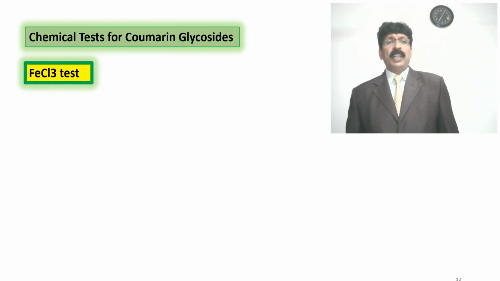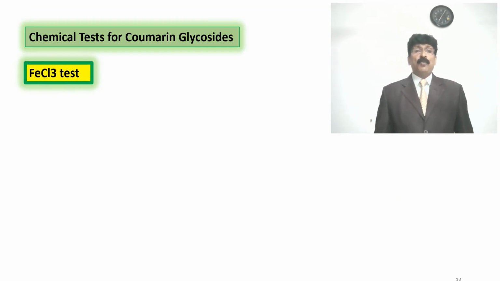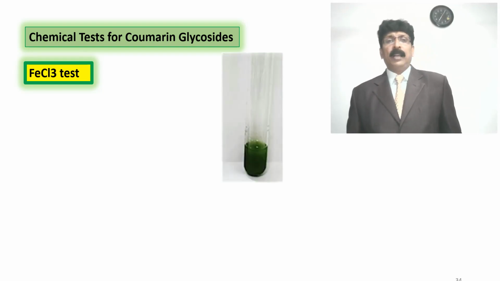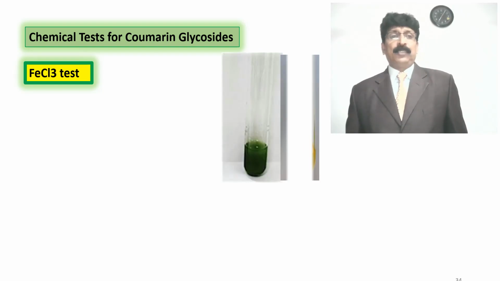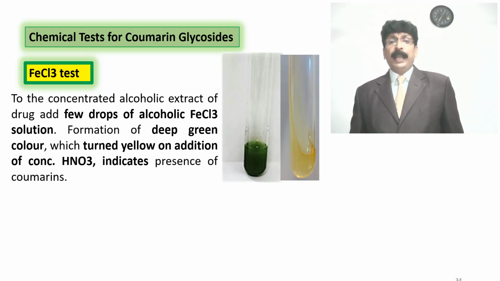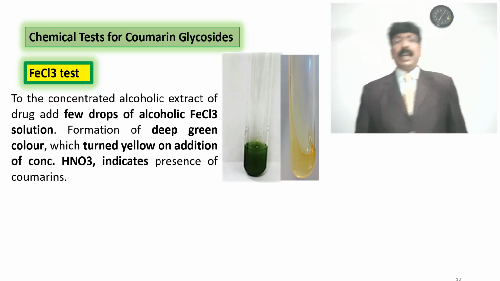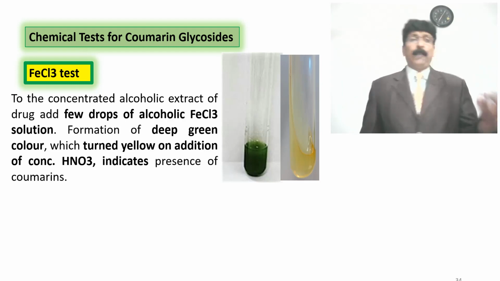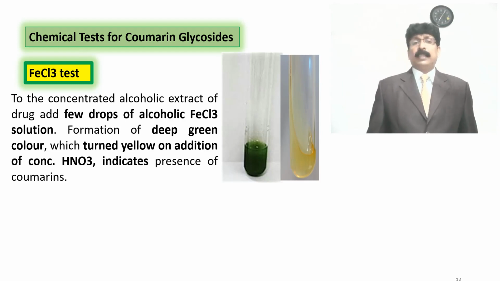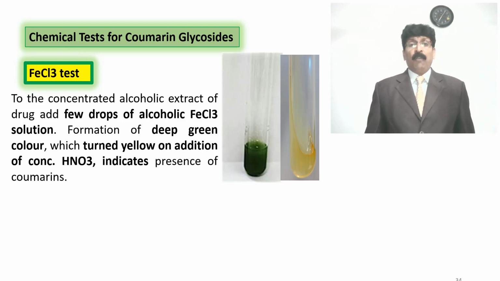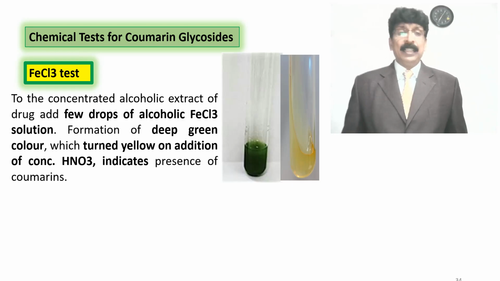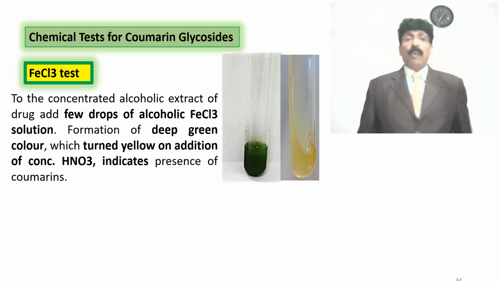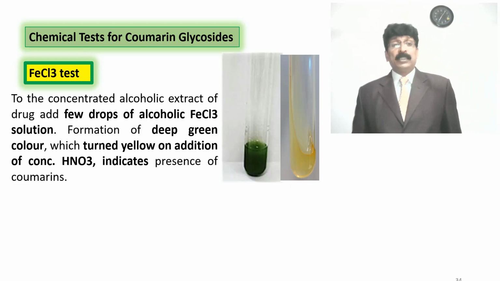So now the next glycoside which you want to know is the chemical test for coumarin glycosides. Coumarin, they contain HCN actually. They will give green and then it becomes yellow. To the concentrated alcoholic extract of a drug, that means a drug containing coumarin glycosides or a plant extract, add a few drops of alcoholic ferric chloride solution. Formation of deep green as shown in the picture, and it turns to yellow on addition of concentrated nitric acid, indicates the presence of coumarin.